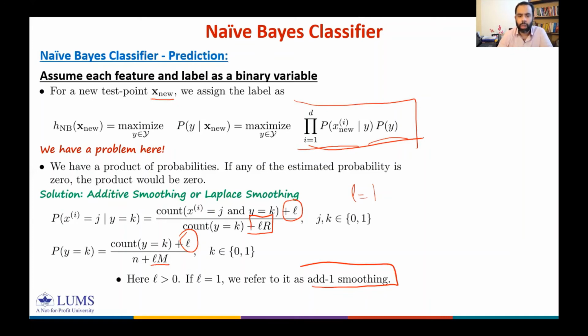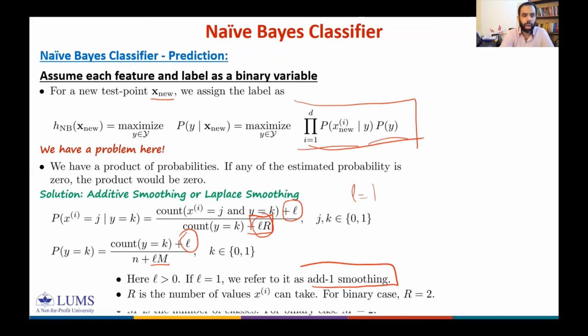What is R here? R is the number of values the ith feature can take. For the binary case, R is equal to 2, but in general, a feature can take any number of values. So R is the number of values xi can take. So we simply divide by L times R in the denominator.